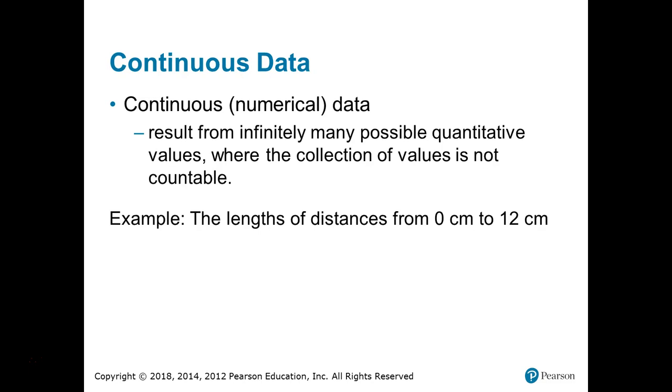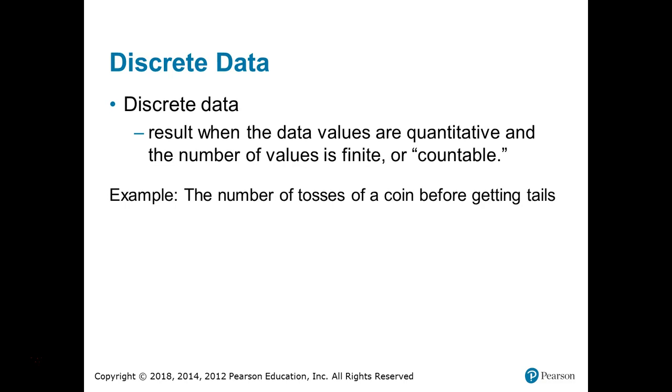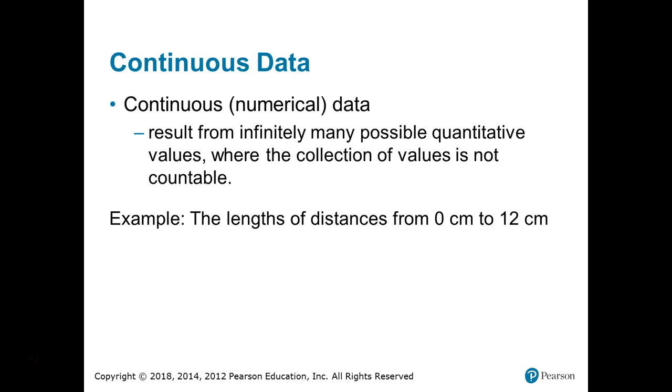Continuous data is when there are infinitely many possible quantitative values, where the collection of values is not countable. So, the length of distances between 0 and 12. Well, you'll say that there is 1, 2, 3, 4, 5, 6, 7, 8, 9, 10, 11, 12, but then you can look at that even further. 1.1, 1.2, and then 1.21, 1.22, and it can go on and on forever. You can have an infinite amount of decimal places, so you can keep dividing up the gap in between forever. So there are infinitely many possible values, whereas with discrete, there is only a set, absolute, finite number.